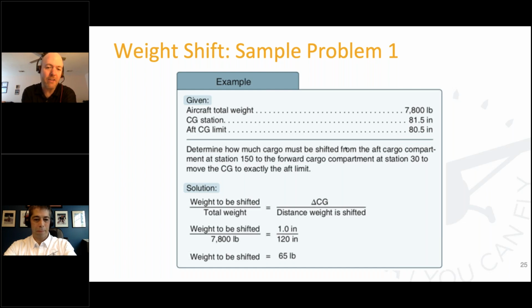And you see how they put the 1 inch in? We want to move the CG by 1 inch. So how much weight do we need to shift? And then it's got the distance, the way to shift it if we move it this far. And so you have to move 65 pounds in this case. Then you can look and go, okay, I've got to move 65 pounds this way.